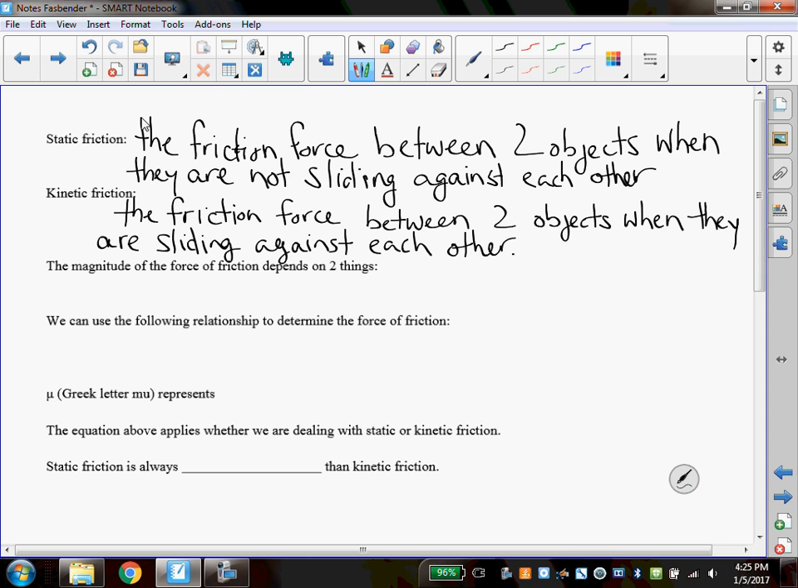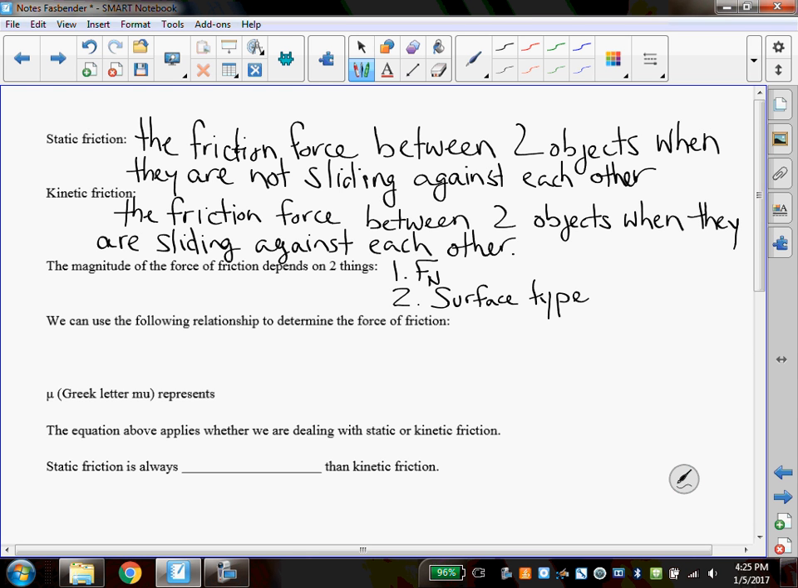You guys took data for both static friction and kinetic friction in your lab. So if we want to think about what the friction force depends on, it depends on two different things, and this is what we discovered in your lab. The magnitude of the force of friction depends, number one, on the normal force, and number two, it depends on the surface type. What kinds of surfaces are rubbing against one another?